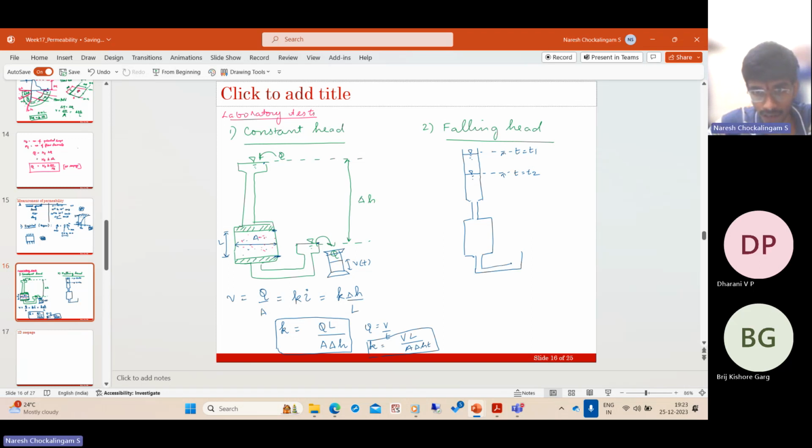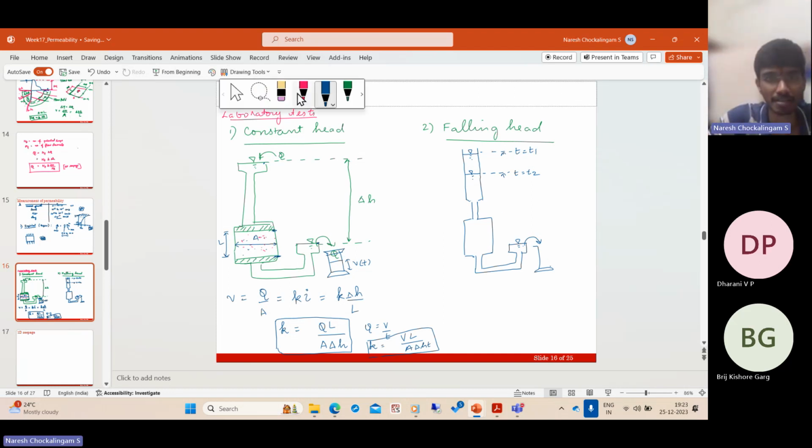And there is a tailwater level. Here it is maintained. So this is allowed to vary, but here it is maintained constant. And then again, water flows into some measuring jar. Or actually, you don't need a measuring jar because we are allowing it, it's not constant anyway. So water just flows out.